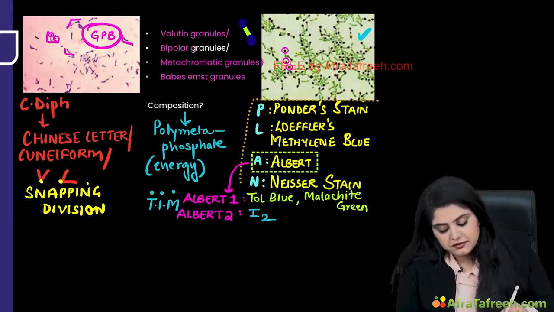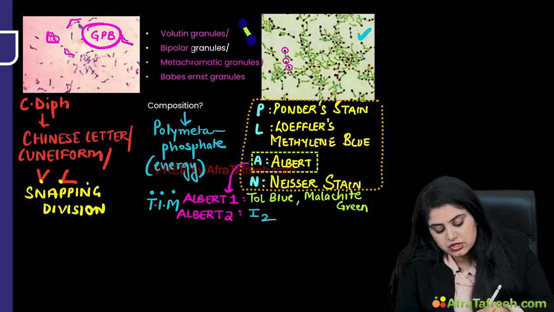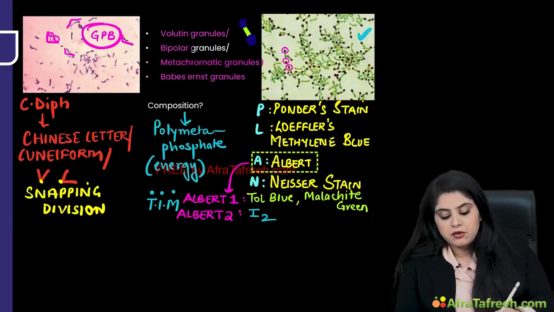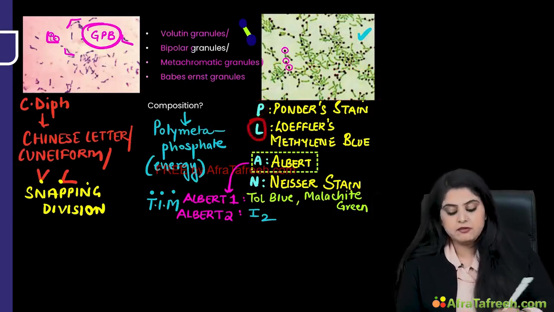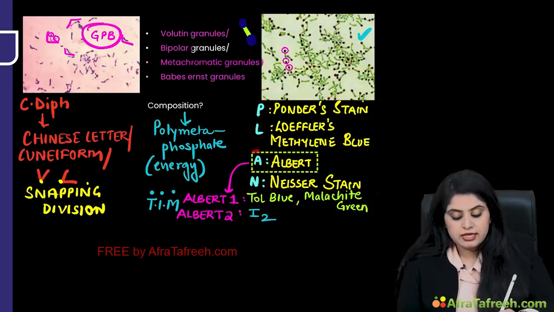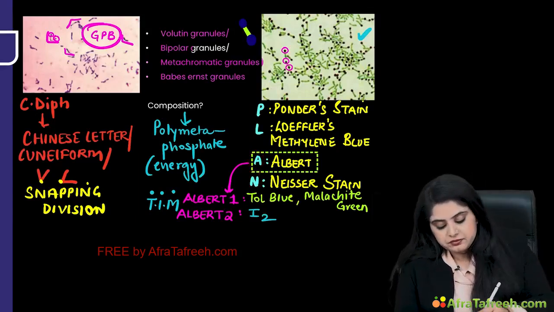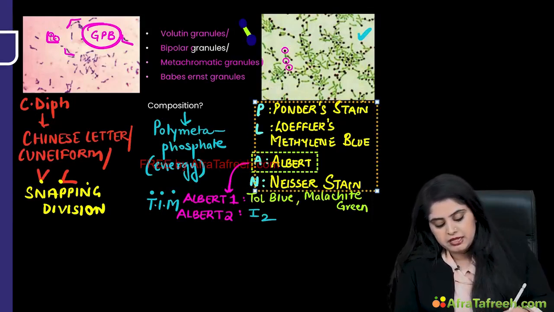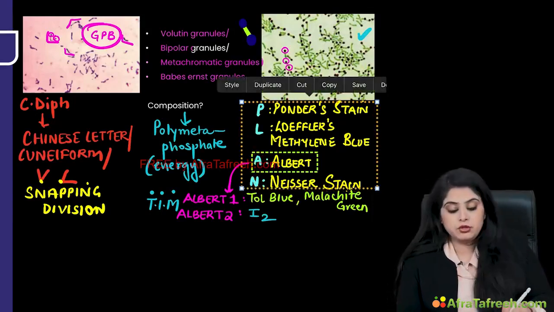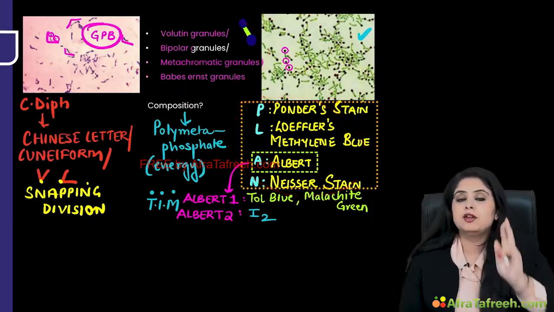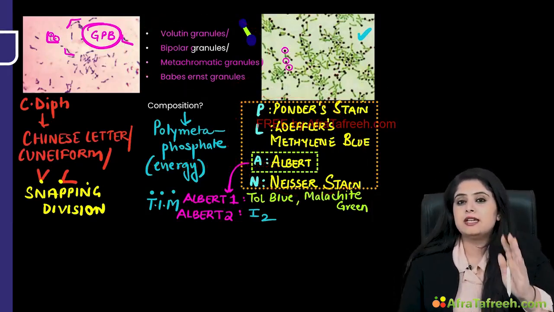Guys, this is a very famous question, and you have to learn this with me. Quickly revise. P for what? Ponder stain. L for Loeffler's methylene blue, A for Albert, TIM you have studied, and N for the Neisser stain. Now this is a question that has come multiple times in the exam. You don't have to falter on this. What is your PLAN for the volutin granules? Ponder's, Loeffler's methylene blue, Albert and Neisser's.